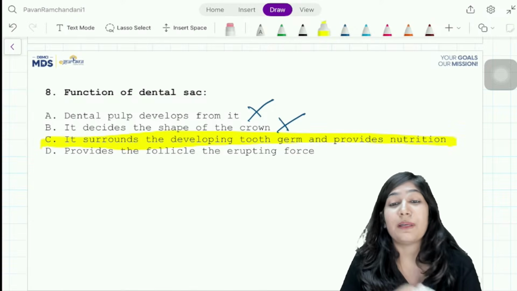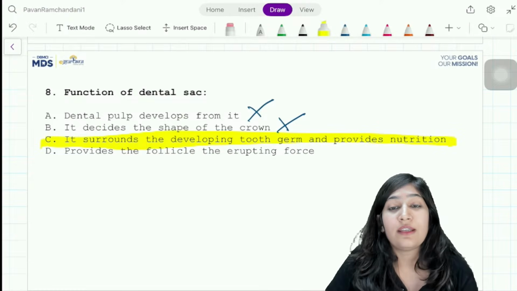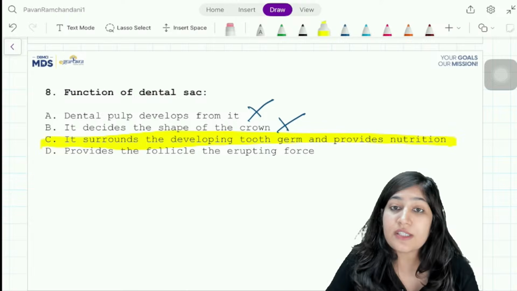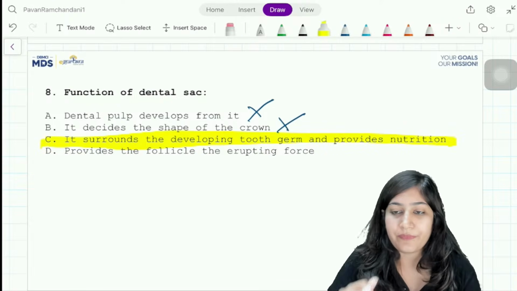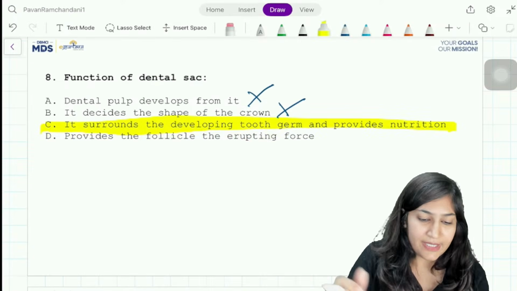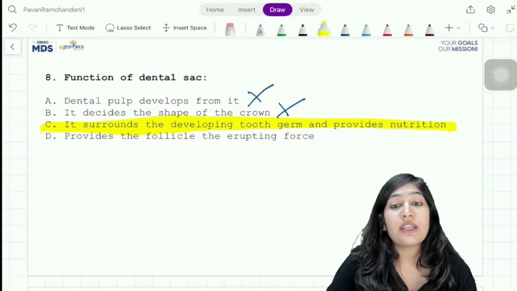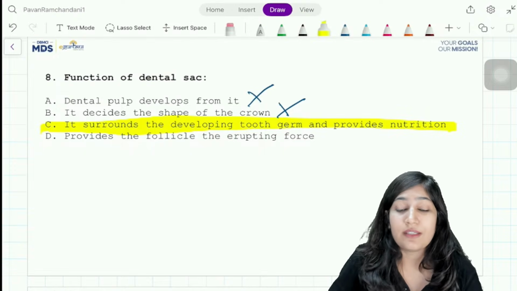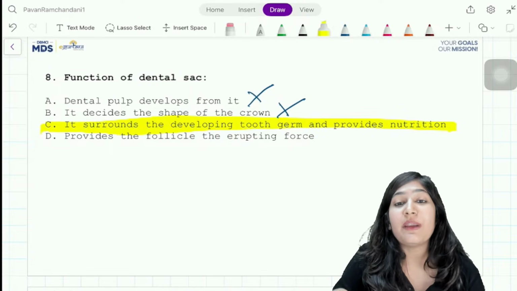In which stage? Initially, will the tooth germ be getting nourishment from dental sac, or is it getting nourishment from some other structure? From which structure initially will our tooth germ be getting nourishment? Anyone? Yes, C is the correct answer here. But this nutrition is from dental sac during advanced bell stage. In the remaining stages, the tooth germ is getting nourishment from which structure?